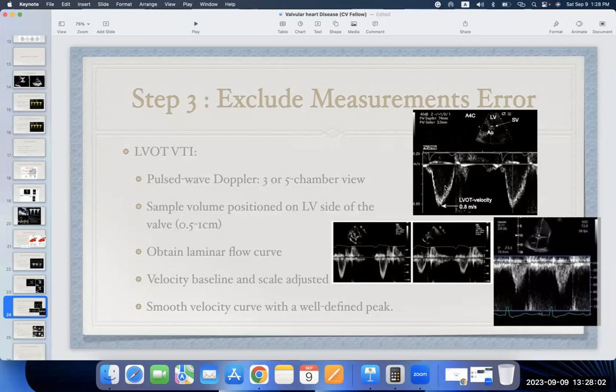Another mistake that can occur is if you put the cursor too much toward the LV, then you will have an underestimation, because you're going to get a small LVOT VTI. This is the same patient, but we see here the small VTI because the cursor was too much toward the LV. Once you get a small LVOT VTI, you will underestimate the aortic valve area. So push the cursor as far as possible without showing any acceleration in the LVOT VTI.